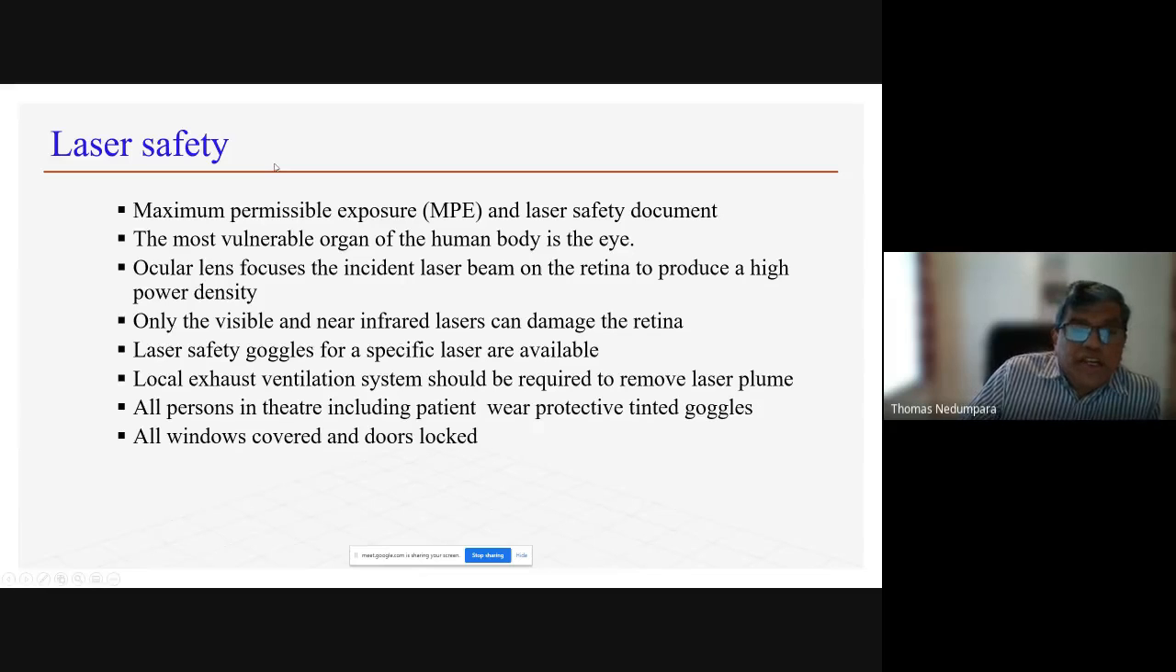When we use laser, there are certain things we have to remember, because laser can damage the retina of the eye, and therefore we have to have a record of how much maximum laser can be used, and also everybody should be aware of a laser safety document. And during laser, all the windows are blinded, and everybody in theater should be using protective tinted goggles.